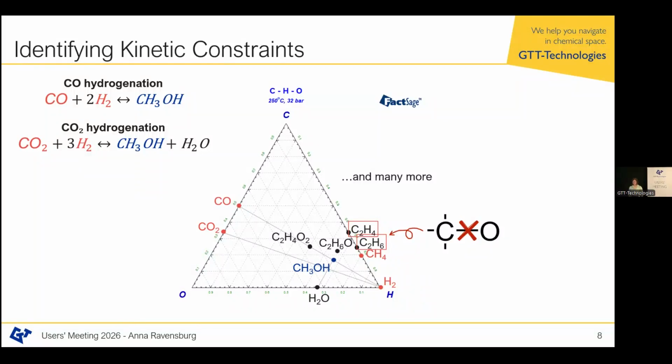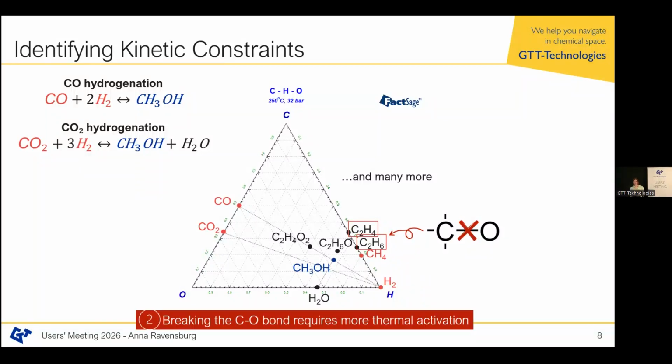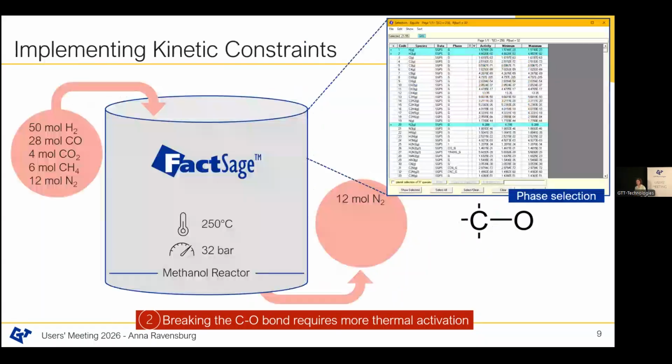So somehow the breaking of the CO bond seems to be, again, kinetically limited, and it seems to require more thermal activation in order to actually proceed. That's why I, again, try to implement this constraint by going into the phase selection. I select everything that does not have a CO bond and get rid of it. Then I'm also okay with the second constraint.